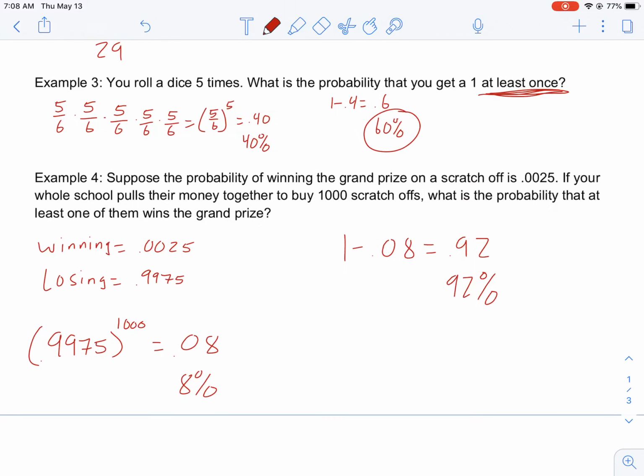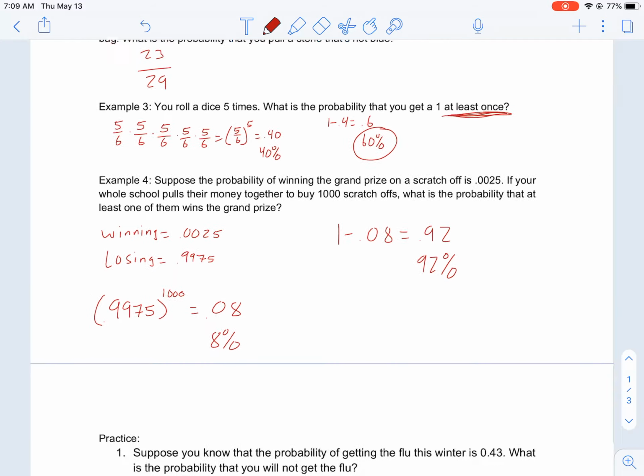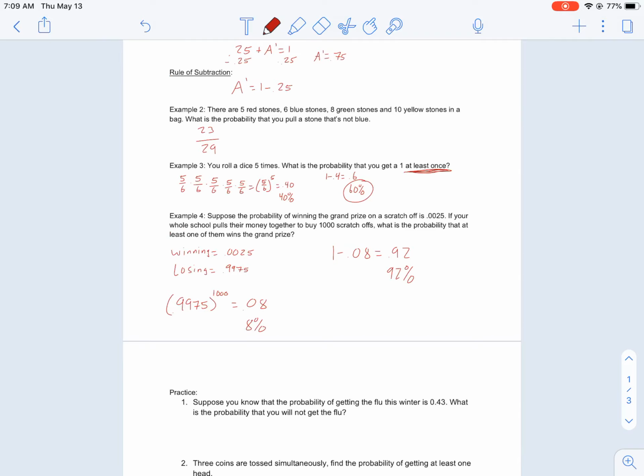Hopefully these last 2 problems, seeing it twice, made sense. We did literally the exact same thing on both problems. You find the probability of your event not happening every time, and then the complement of that is the probability that it does happen.